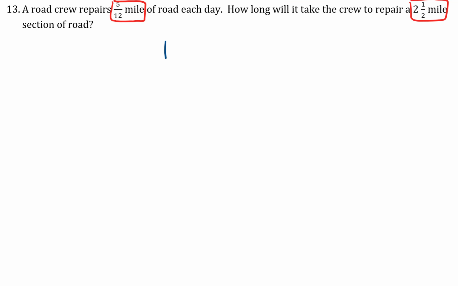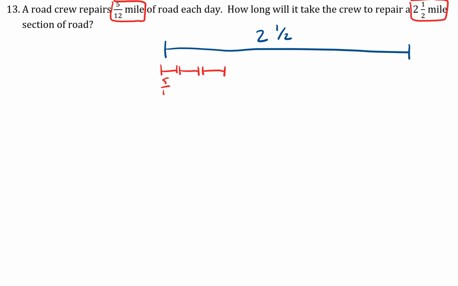So we could visualize this as, let's say this is the stretch of road that's 2.5 miles. And what we're doing is saying, well, how many of these 5/12 are there in the 2.5 miles? Okay, so anytime we're taking one big amount and splitting it up into equally sized smaller amounts, we need to divide.